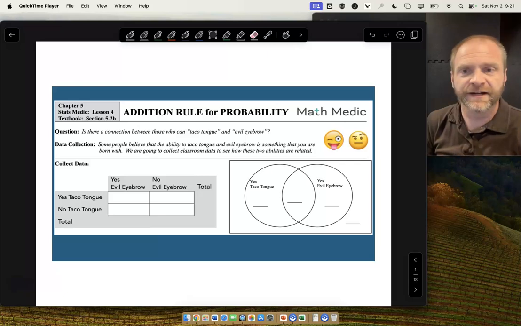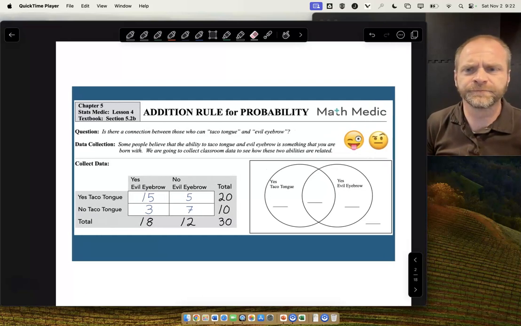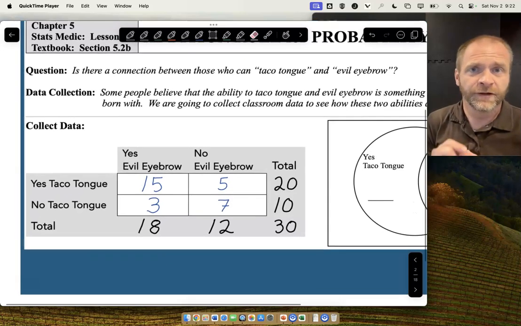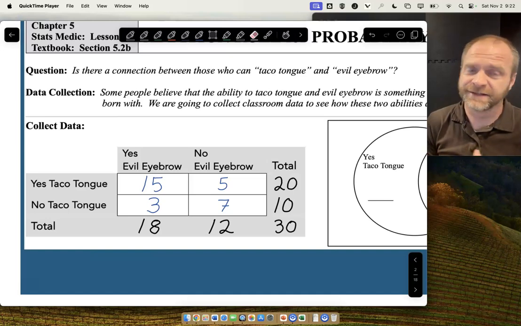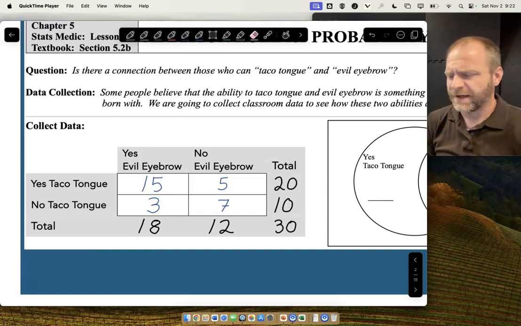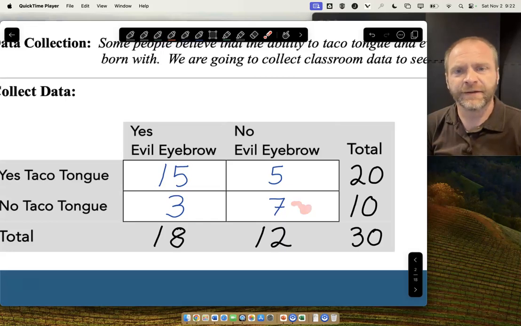I have a classroom set of data, 30 students. You can see that in the total down here in the table. There are 30 students, and 15 of them could both taco tongue and evil eyebrow. 5 of them could taco tongue, but not evil eyebrow. 3 students could do the evil eyebrow, but could not taco tongue. And then there were 7 students total who could not do either. They could not taco tongue, they could not evil eyebrow.